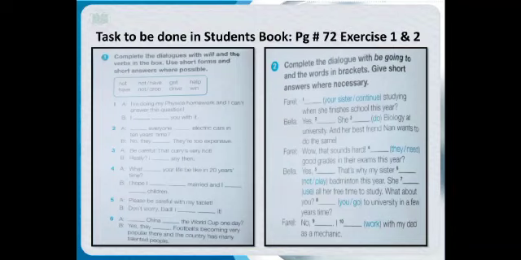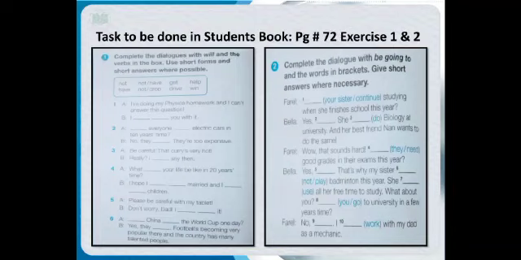Now what you have to do? You have to complete the task in the student book first. First you have exercise 1. Complete the dialogues with will and the verb in the box. Use short forms and short answers where possible. You have to use will and the verbs from the box, right? And you have to fill in the blanks.